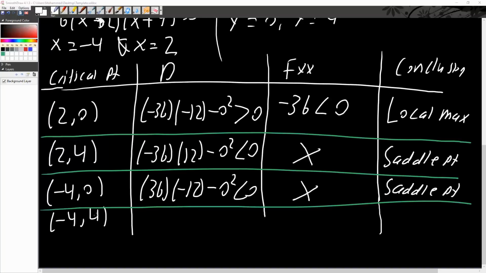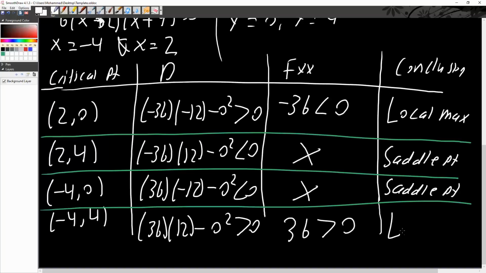Okay, and next we do negative 4, 4, and when we plug everything in, we get 36 times 12 minus 0 squared, which is greater than 0, and our fxx is 36, which is greater than 0 again, so this is a local min. And that's all we need to do to solve this problem.